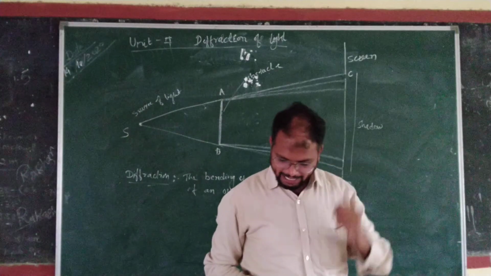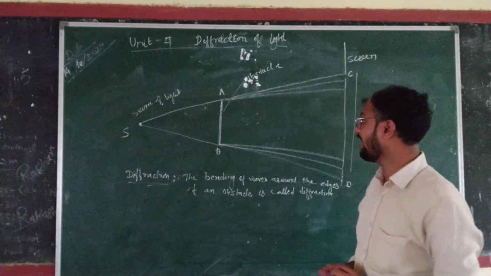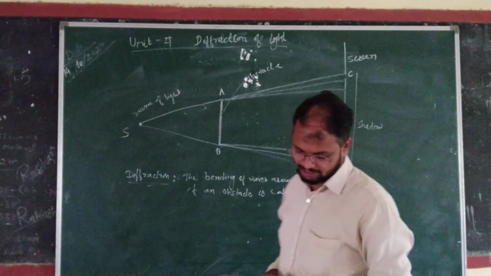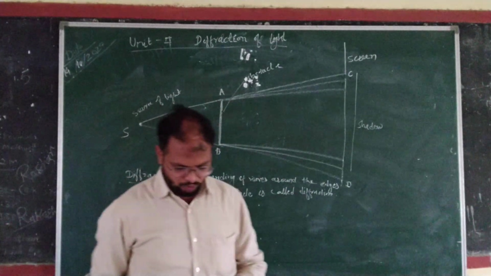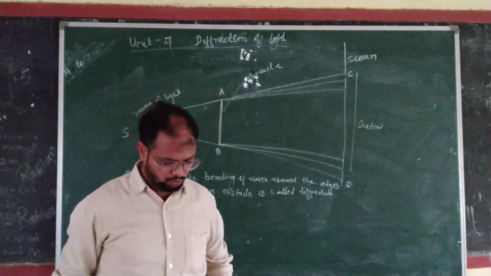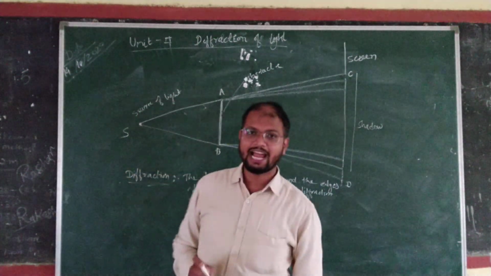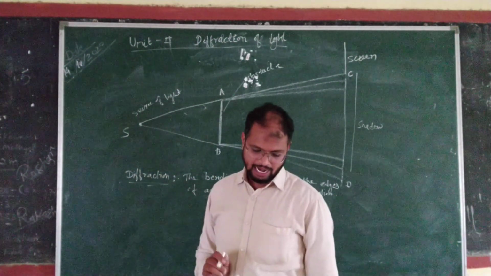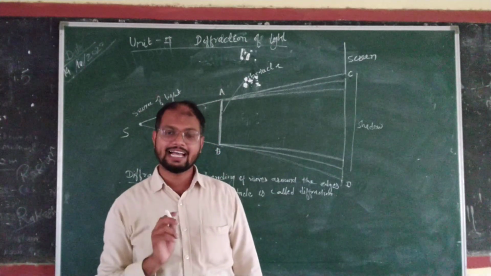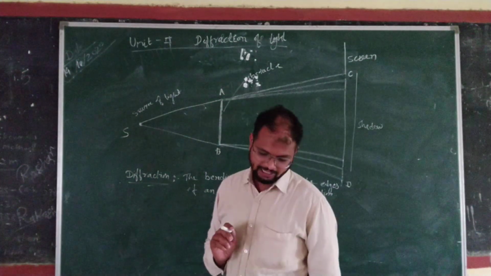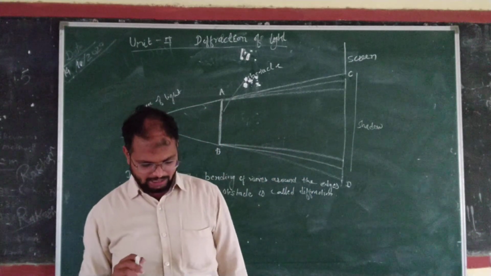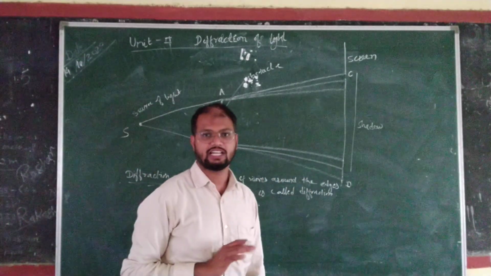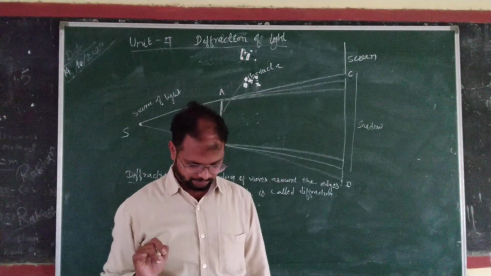Bending of light at sharp corners or sharp edges of an obstacle whose size is comparable to the wavelength of light is called diffraction, and the distribution of light intensity on the screen is called the diffraction pattern.